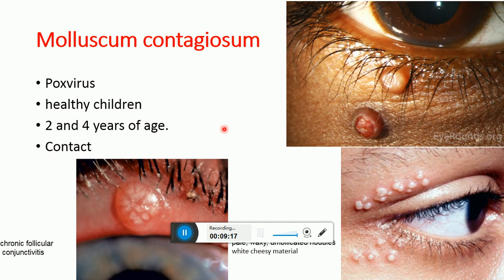There are multiple and occasionally confluent lesions. They develop in immunocompromised patients.